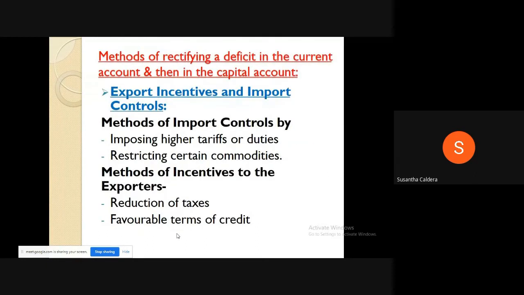Methods of rectifying a deficit in the current account and then in the capital account, right? Export incentives and import controls. This is one of the tools we can use, and the central bank has recommended, right? That is export incentives and import control. Export incentives means to encourage people, we can give a lot of incentives.